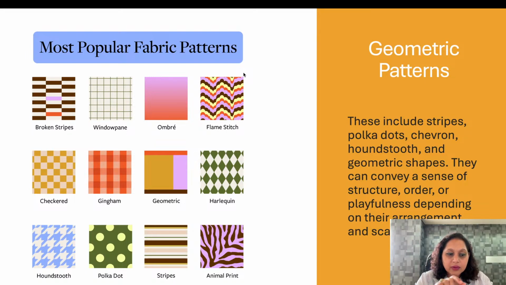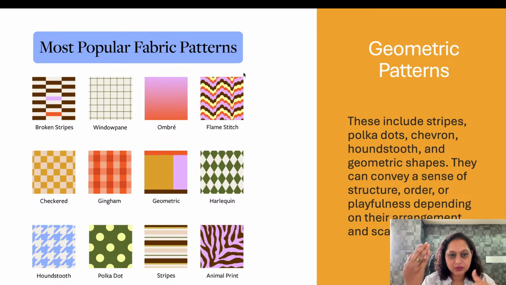Okay, so these include stripes, polka dots. I have tried to give names to each pattern here, so it becomes easy for you all to tag along with me in this one. So houndstooth and geometrical shapes, they convey a sense of structure, order, and playfulness depending on the arrangement and scale. Okay, so broken stripes also, it's a very simple thing. Where there is a light, they'll become dark, and where there's a dark, they'll become light, and suddenly you've got a different pattern there. Suddenly it is very fashionable and very savvy.